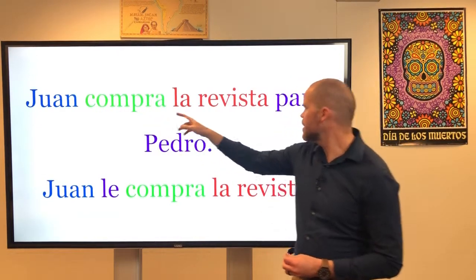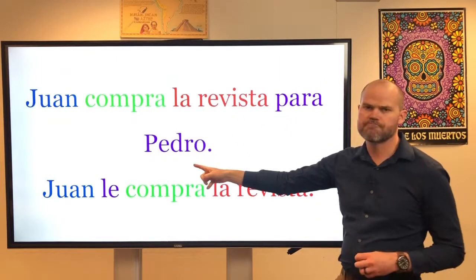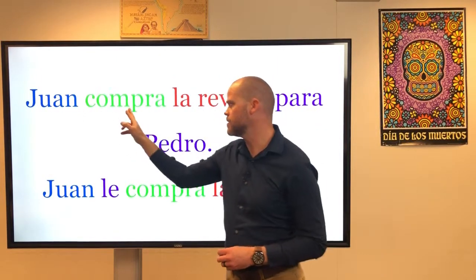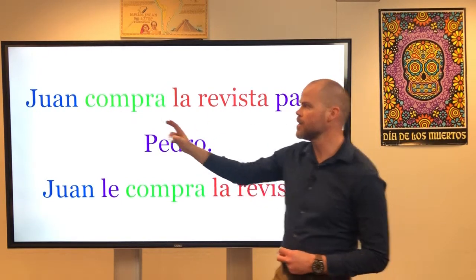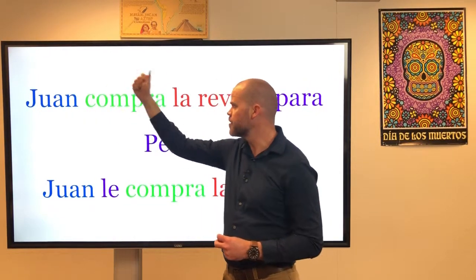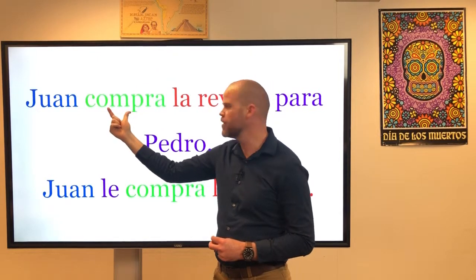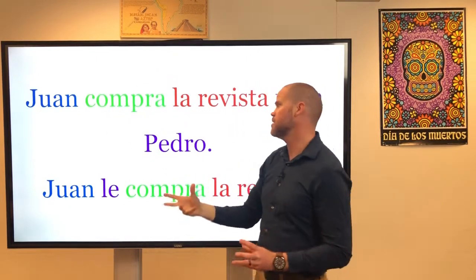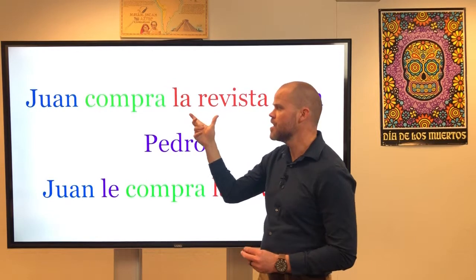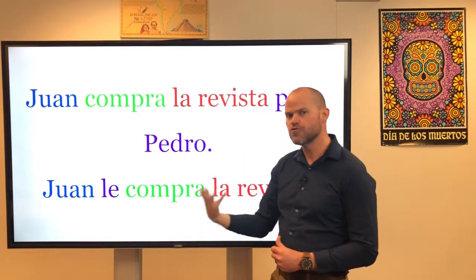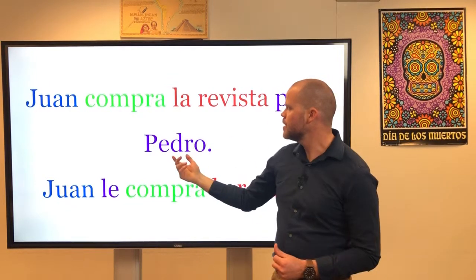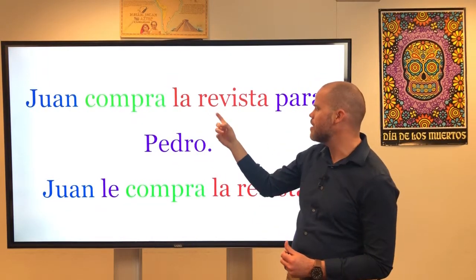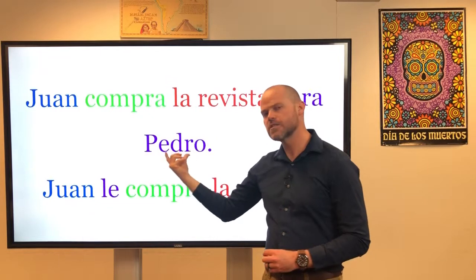Juan compra la revista para Pedro. This translates to Juan buys the magazine for Pedro. So again, Juan is the subject of the sentence. The verb is comprar, to buy. That's what he's doing. The direct object of the sentence is a magazine, la revista. And the indirect object of the sentence, to whom or for whom the action is being done, is Pedro. So the magazine is being bought for Pedro. Pedro is the indirect object of the sentence.